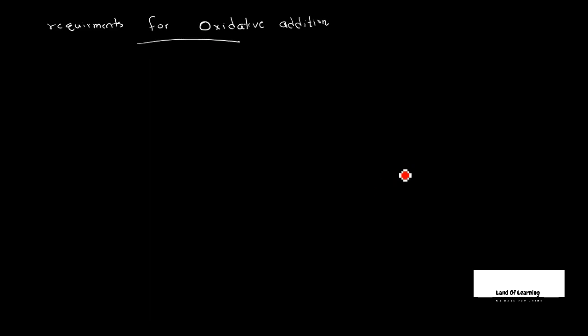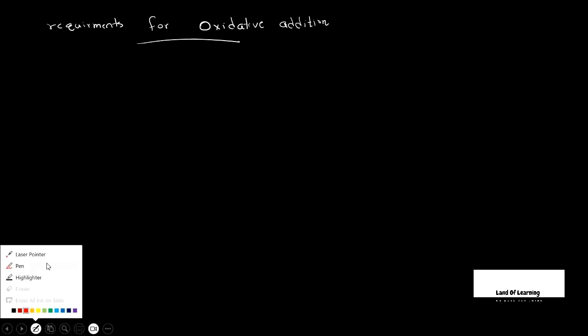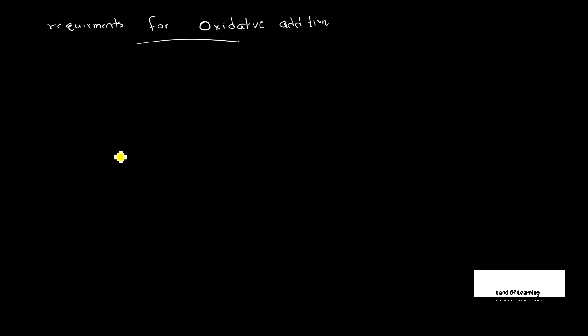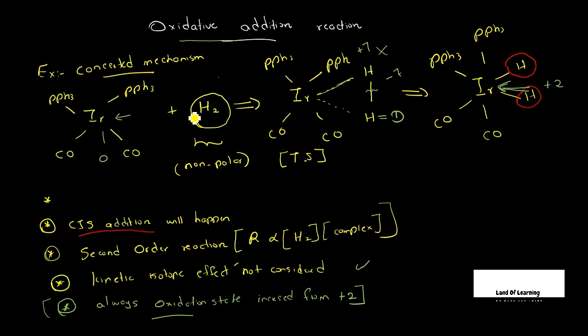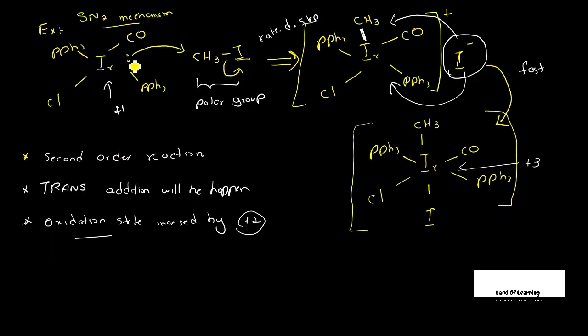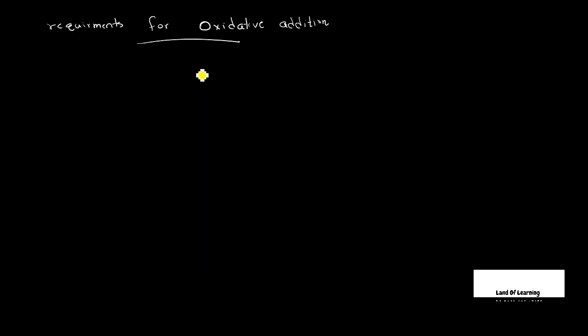Okay guys, before we wrap up the session, there is a very important thing to talk about, which is the requirements for oxidative addition. Basically these requirements are from the perspective of the metal center: what conditions does the metal center need in order to undergo oxidative addition? First of all, if you look at both these mechanisms, our metal center has to attack the other reactant. Our metal center has to attack the outside molecule.